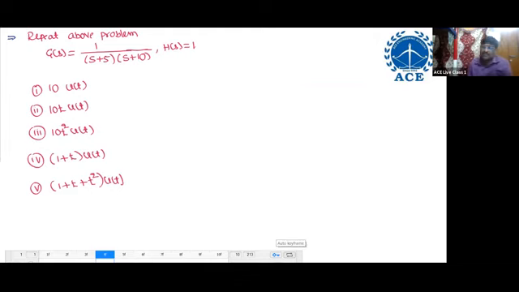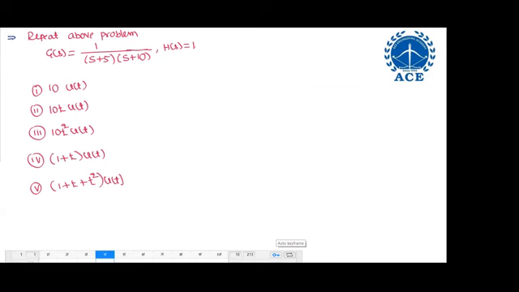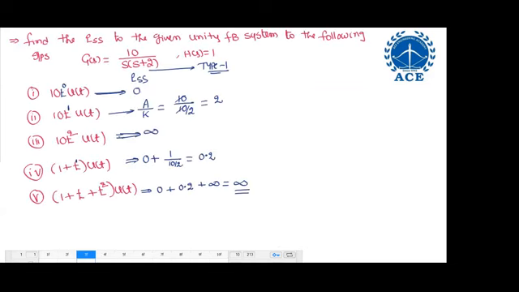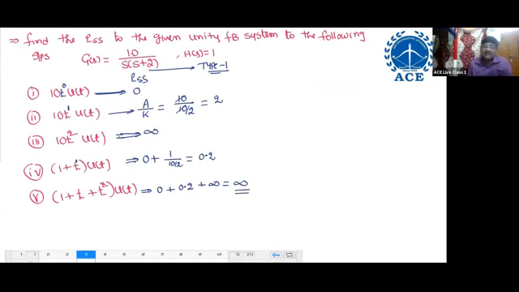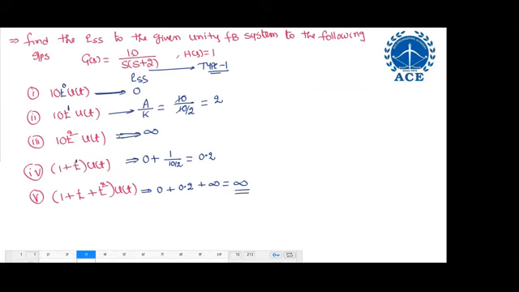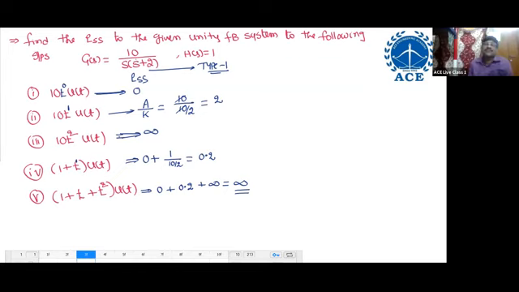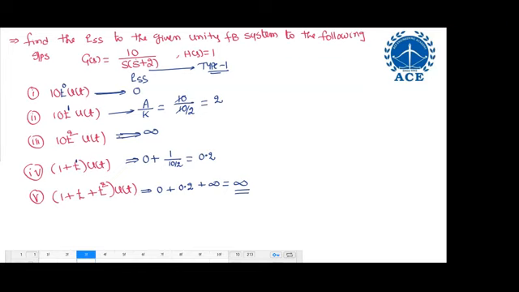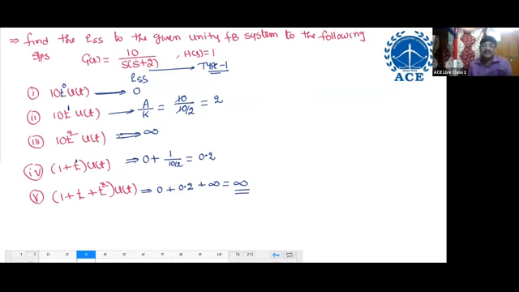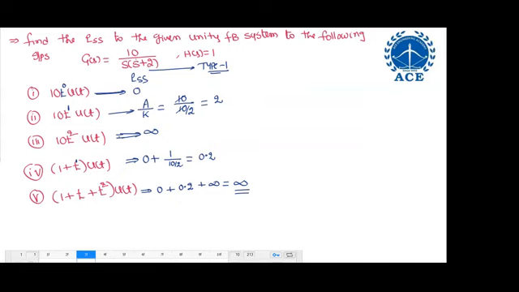Abdul, what is the doubt? Sir, in the earlier problem, how do we take the type? Here, 10 by s into s plus 2 means what is the type? And what is the definition of type? First you tell. In the first class I discussed type and order, in the first and second classes it came. It is the number of poles at origin. How many poles at origin? Only one. That's all. That is type 1.